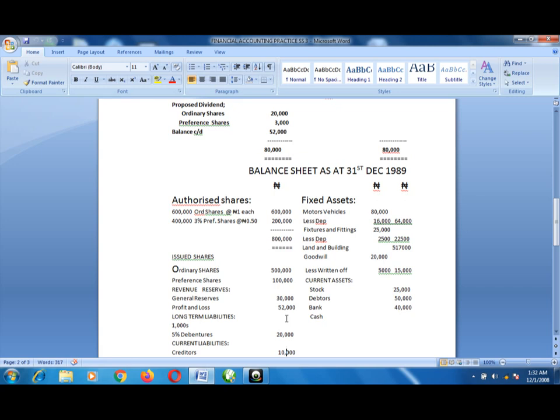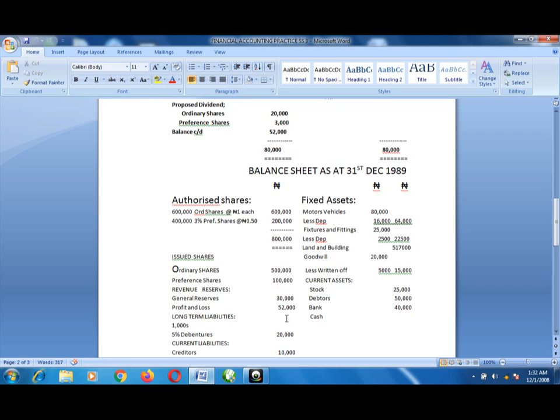And you move on the same side, you move to the issued share capital. Issued share capital, you have ordinary shares, and that one is already analyzed. You don't need to do any calculation on it. You have an issued share value given as 500,000. Preference share 100,000. You don't need to close the account.